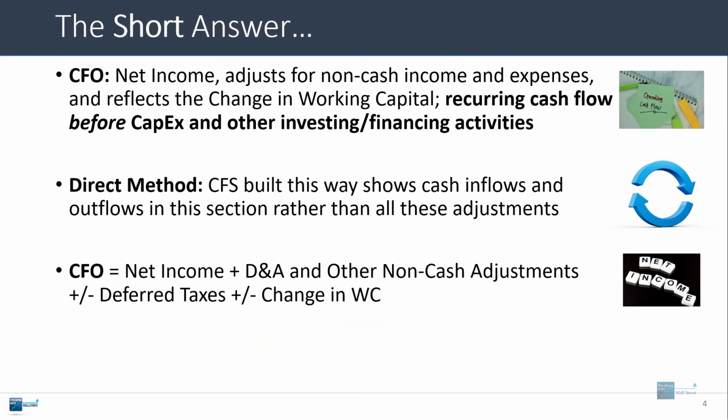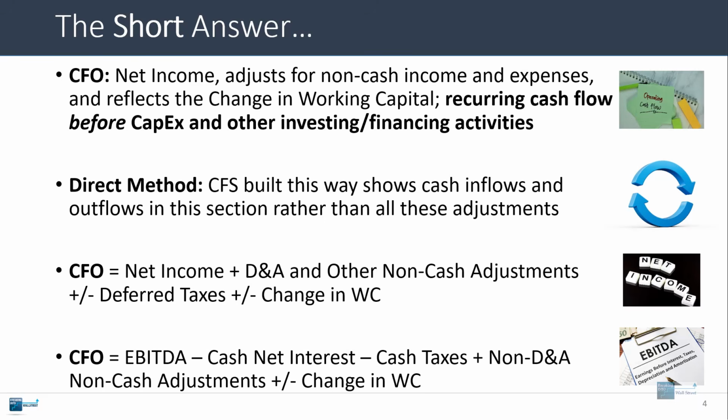One way to calculate cash flow from operations is to start with net income, add back depreciation and amortization, and then any other non-cash adjustments that have affected net income. Then you factor in the deferred taxes, which could be positive or negative, and then you factor in the change in working capital, which could also be positive or negative.